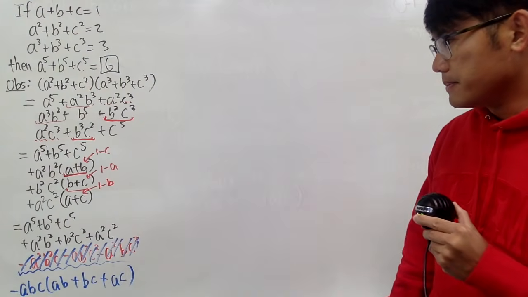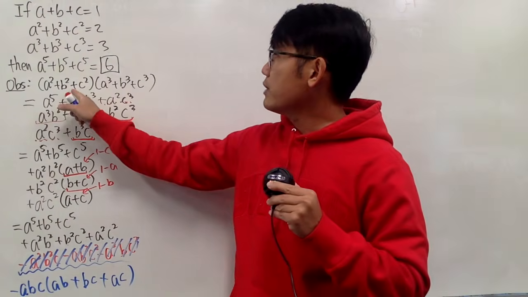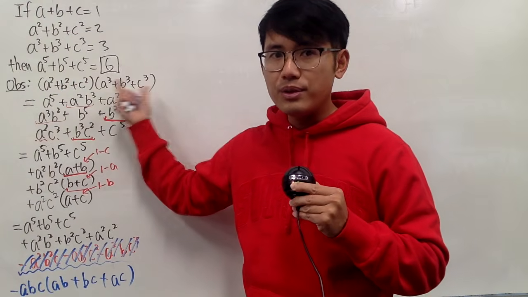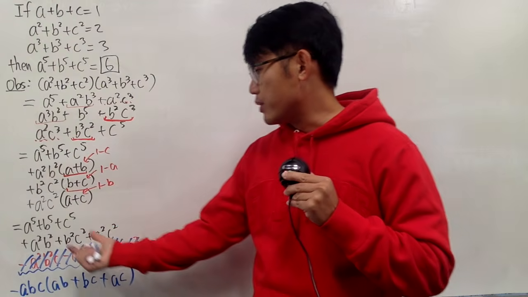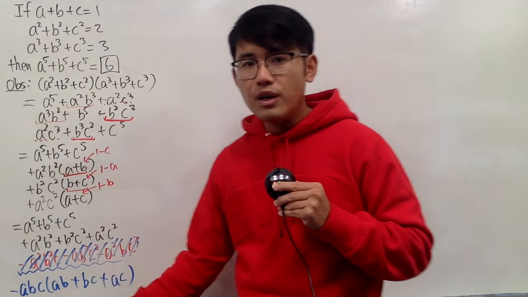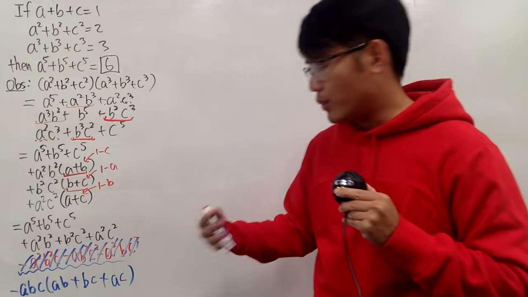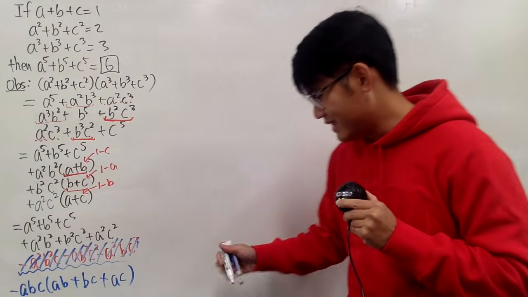All right, here's the deal. I know the value for this expression is 2, this is 3, and if we know that, that would be good, but we don't know ABC, we don't know this guy, so we have to do more work.